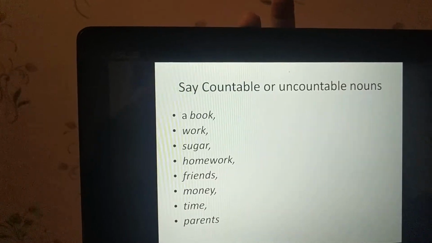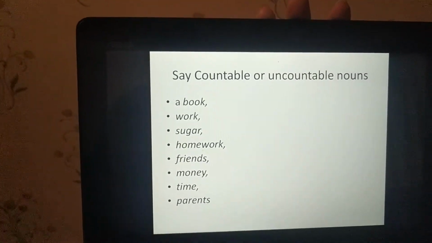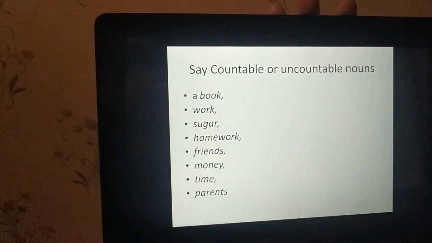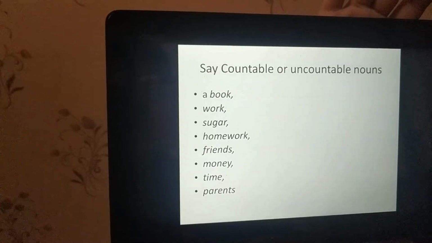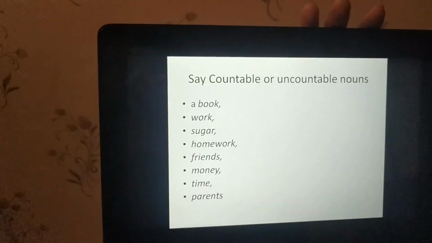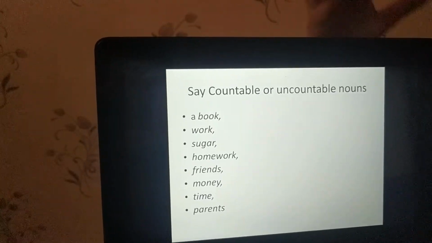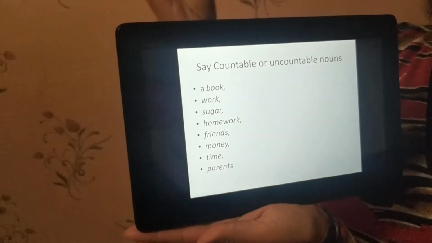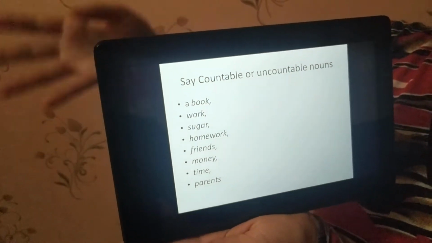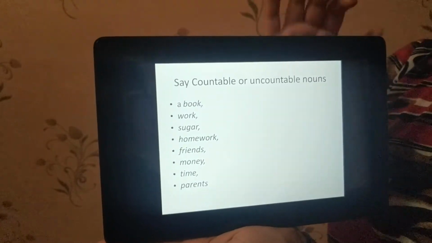For example, Muhammad Ali, a book, is it countable or uncountable? Yes, that's true. Countable, okay. So with the name you can guess whether it's countable. Countable, we say we can count them. For example, 1 book, 2 books, 3 books. Good.